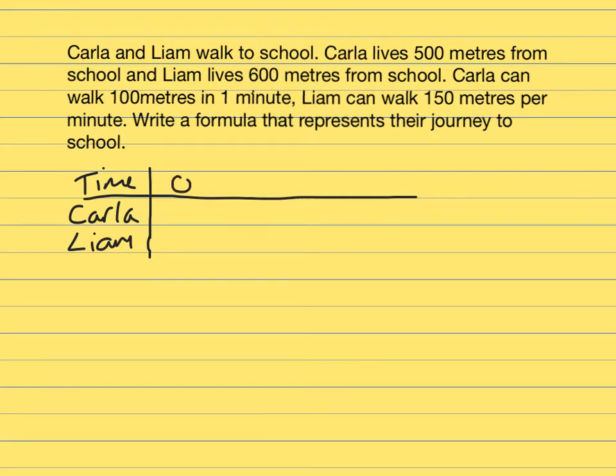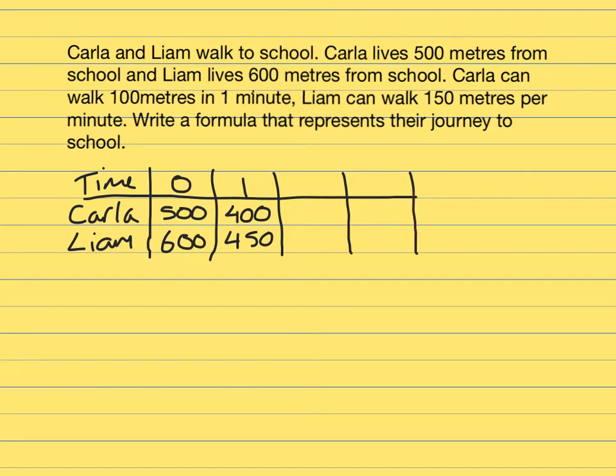So at 0 minutes, that's when they're at their homes, we know that Carla's 500 metres away and that Liam's 600. And after 1 minute, looking at what they say, Carla should be 400 metres away from school because she can walk 100 metres in a minute. And Liam should be 450 metres away from school. Okay, and we should be able to fill in the rest of that information then.